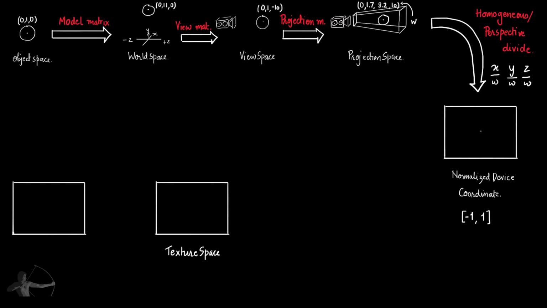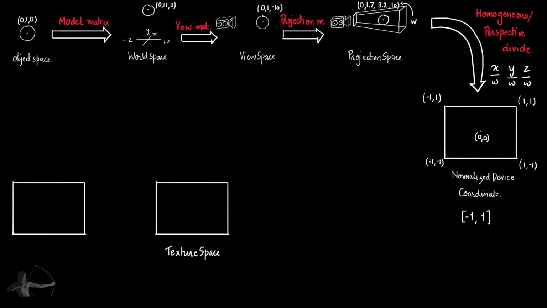So the normalized device coordinates are in the range of negative 1 and 1. The center of the normalized device coordinate is 0, 0. The top left corner is negative 1, 1. The bottom right corner is 1, negative 1. The top right is 1, 1. And the bottom left is negative 1, negative 1.